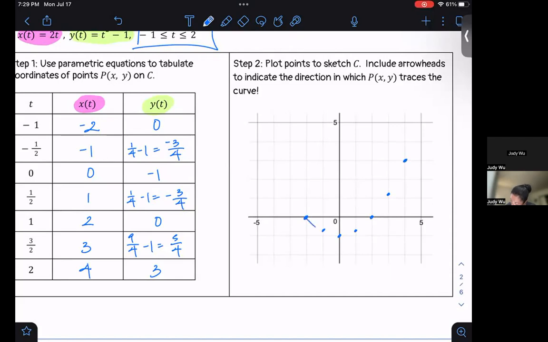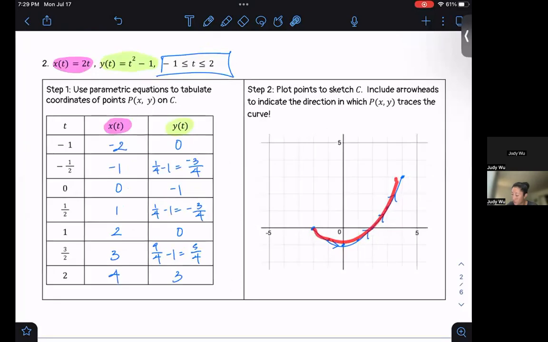All right, now if we connect these, again, we're not putting an arrow on the end, but rather we're putting some arrows on the actual curve to show that we know the direction. But the reason why we don't put any arrows on the ends is because we are only taking the slice from -1 to 2, okay?